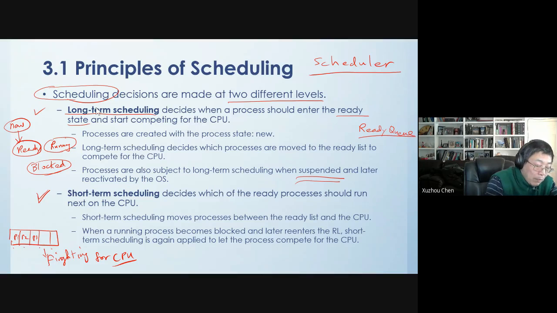Now, most of the scheduling algorithms we are discussing now are focusing on short-term scheduling. And short-term scheduling decides which of the ready processes should run next on the CPU.